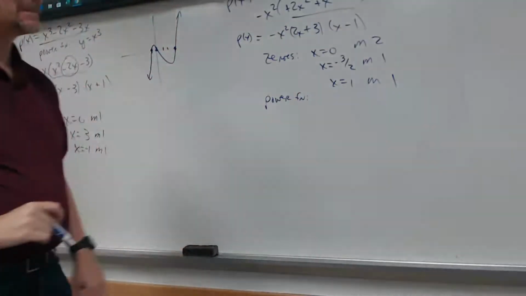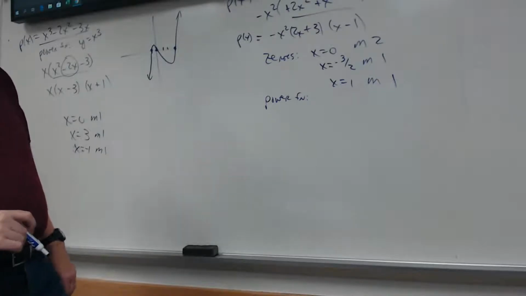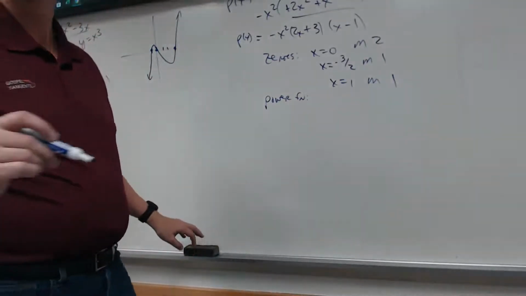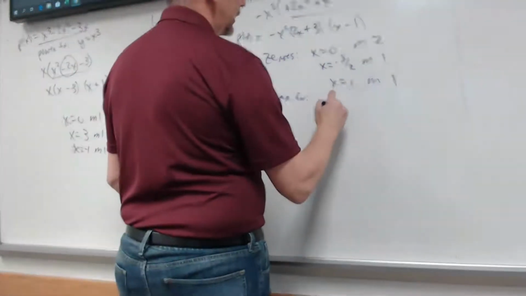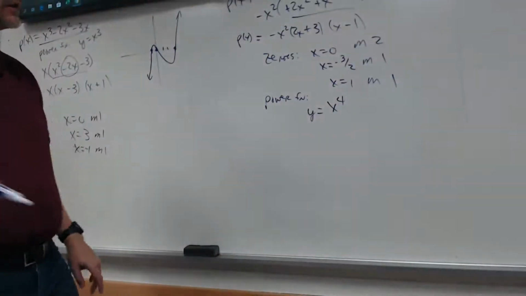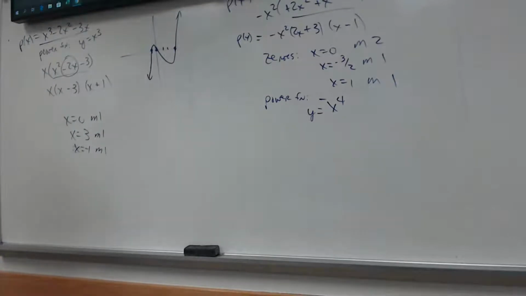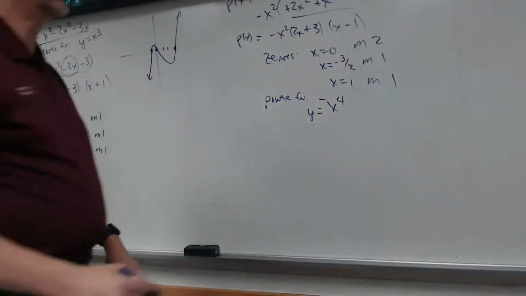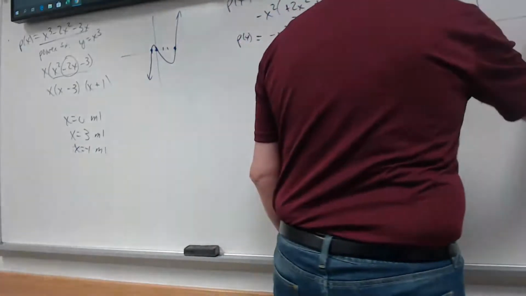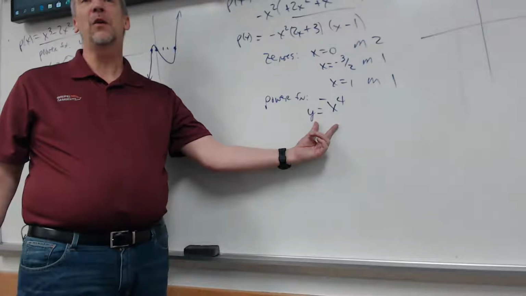That's going to be x to the 4th. Okay, I probably should have made that clear on the quiz. Make sure that we're not just saying x to the 4th, we're saying y equals negative x to the 4th. Okay, so the power function says what? We've got a power function of negative x to the 4th.